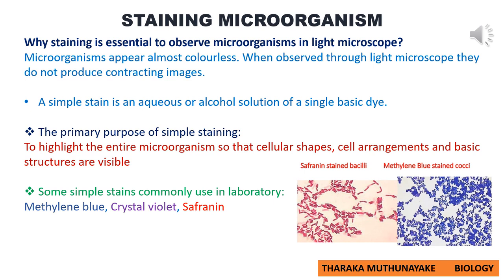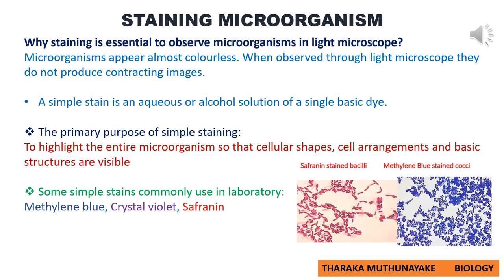Okay, a simple stain is an aqueous or alcohol solution of a single basic dye. So what's the purpose of simple staining? Here it is said the primary purpose of simple staining is to highlight the entire microorganism so that cellular shapes, cell arrangements and basic structures are visible. So note these points in your notes, highlight or underline them. Those can be asked.